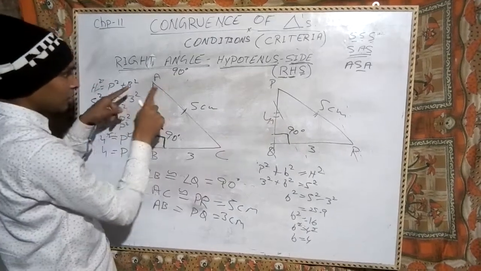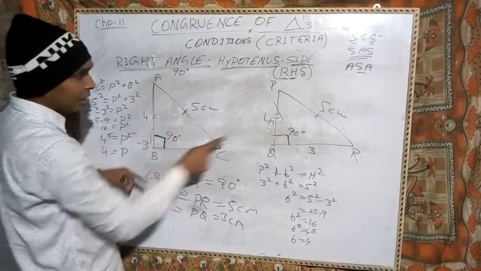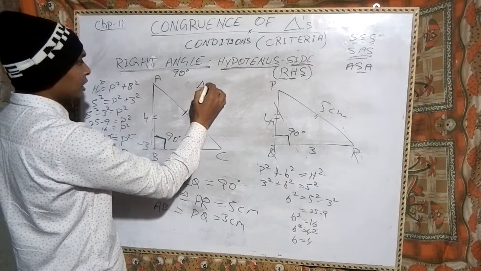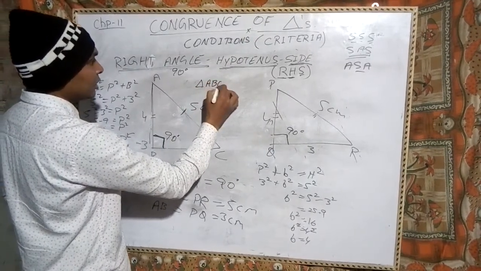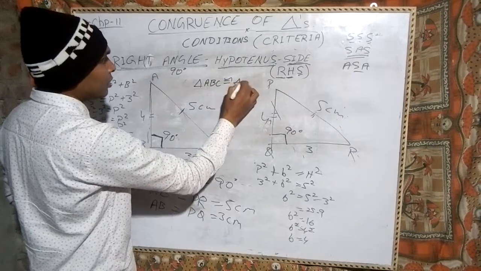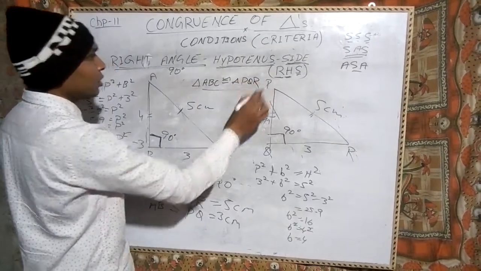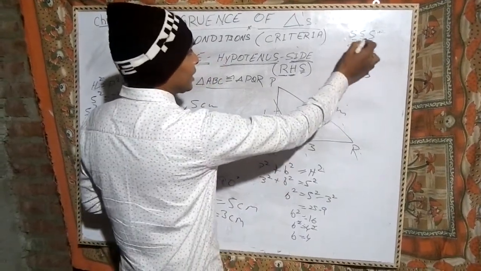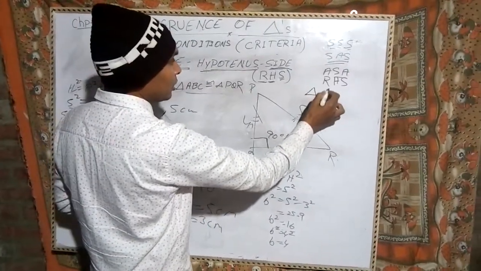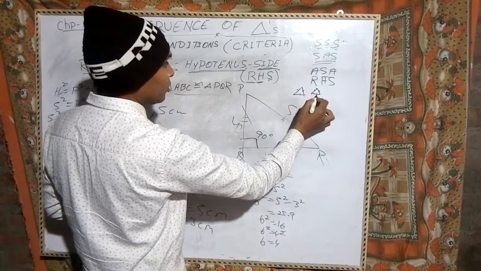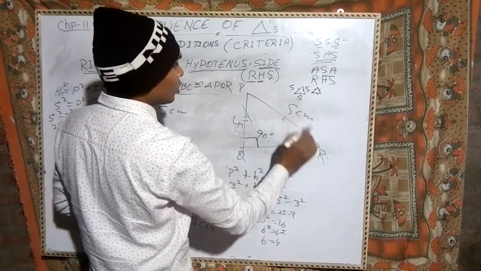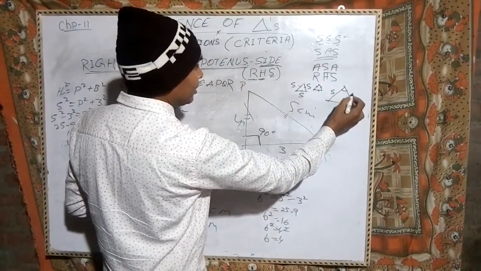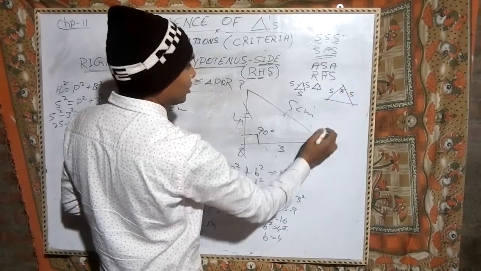What did we understand? If 90 degree and 90 degree are equal, the hypotenuse is equal and the base is equal, then our perpendicular will also be equal. And when all the three sides and angles are equal to each other, then we can say they are congruent to each other. Triangle ABC is equal to and similar to triangle PQR. So all the 4 criteria we have discussed already. SSS, all the sides are equal. SAS means side angle side.